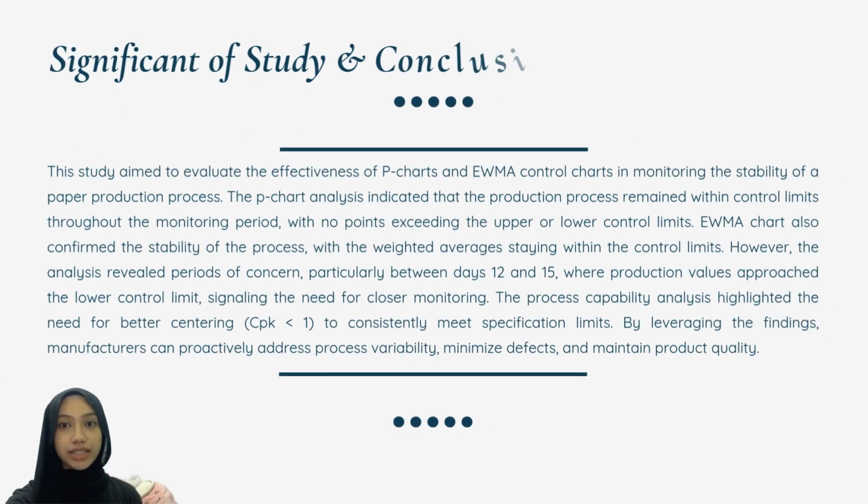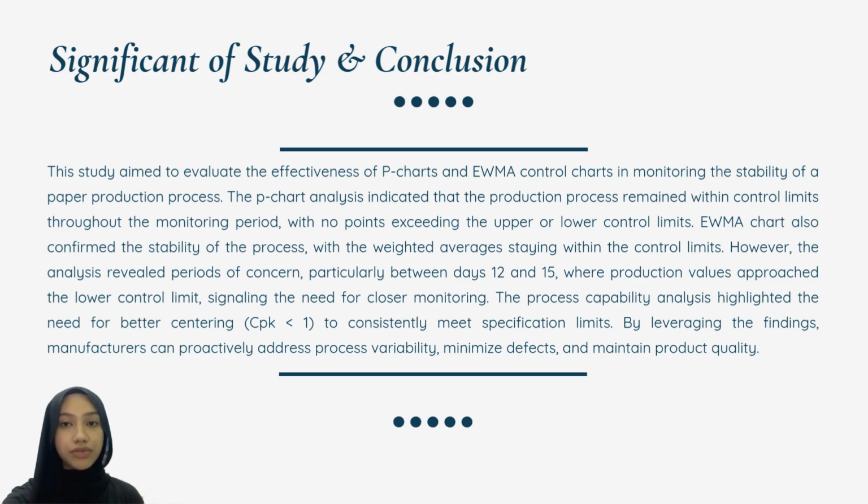For the conclusion, this study aimed to evaluate the effectiveness of P charts and UMA control charts in monitoring the stability of a paper production process. The P chart analysis indicates that the production process remains within control limits throughout the monitoring period, with no points exceeding the upper or lower control limits. The UMA charts also confirm the stability of the process, with the weighted average staying within the control limits.